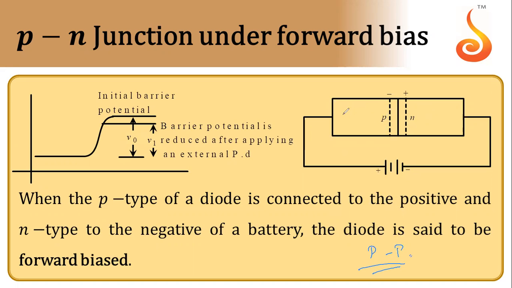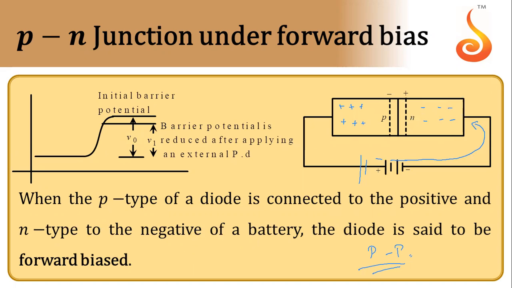Now in this P type, we know excess holes are there, and here excess electrons are there. So what happens when you have connected the battery, a lot of electrons will start flowing in this direction. When these electrons are flowing in this direction, there will be more electrons here. Because of more electrons here, they will push the depletion region in this direction. So the depletion region will decrease. The thickness of the depletion region will decrease when it is in forward bias.